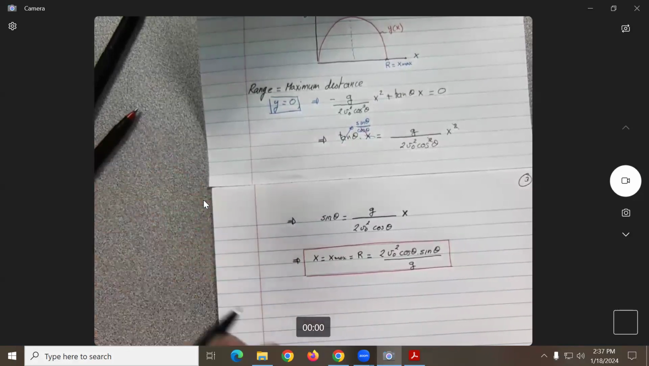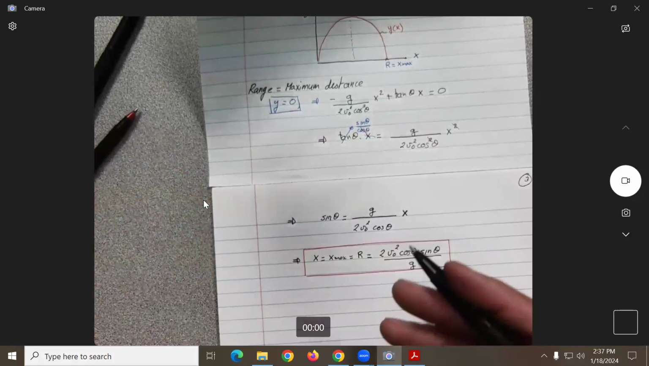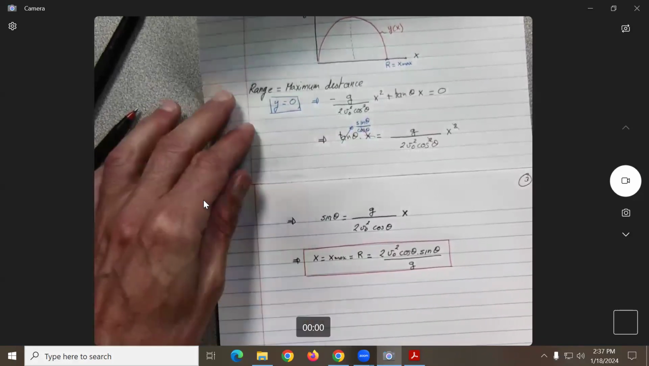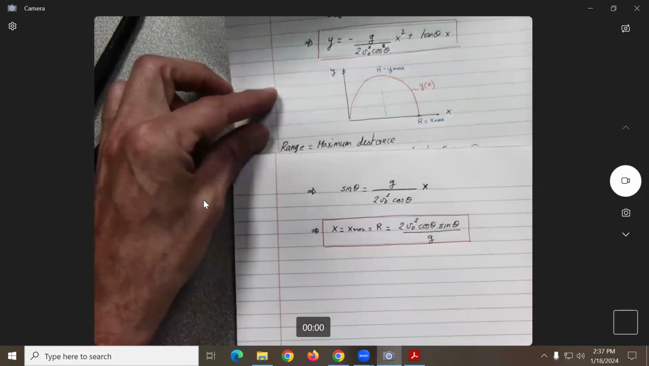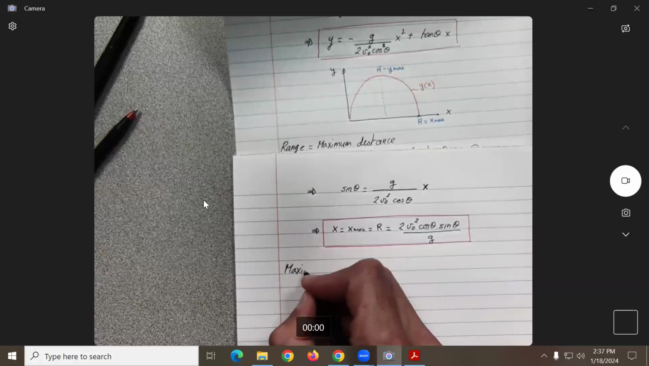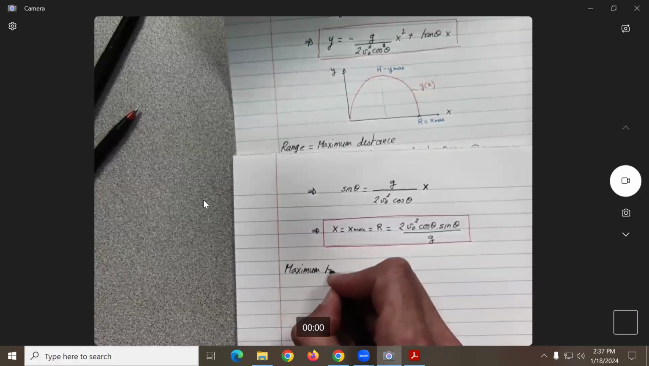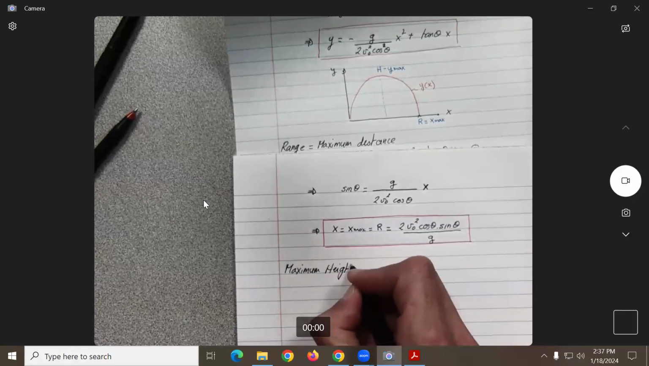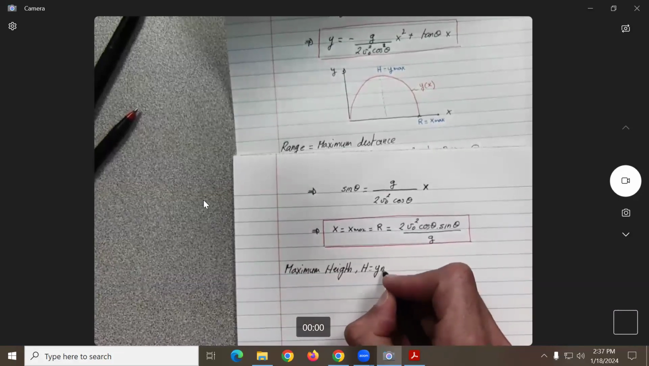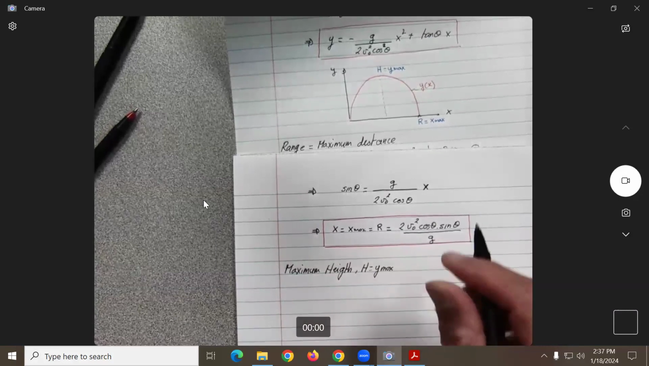Okay, guys, so you saw that I did not memorize anything, no? We wrote down the equation and we used common sense. Now, let's say we want to find the maximum height, which is H equal to Y max.